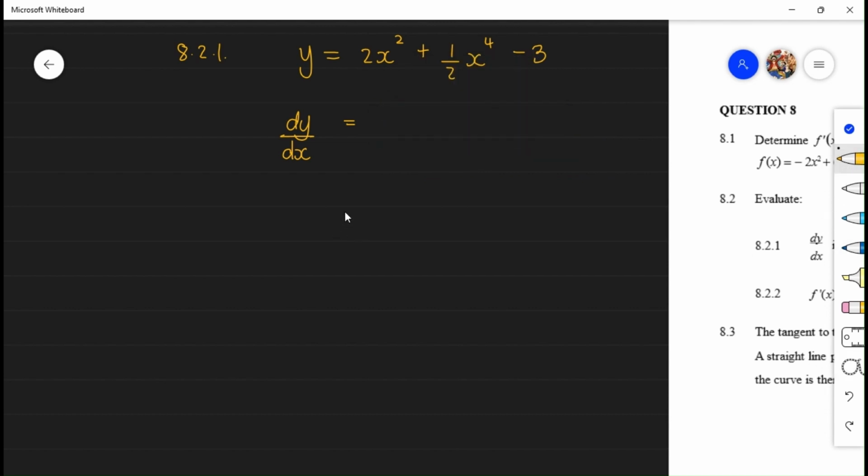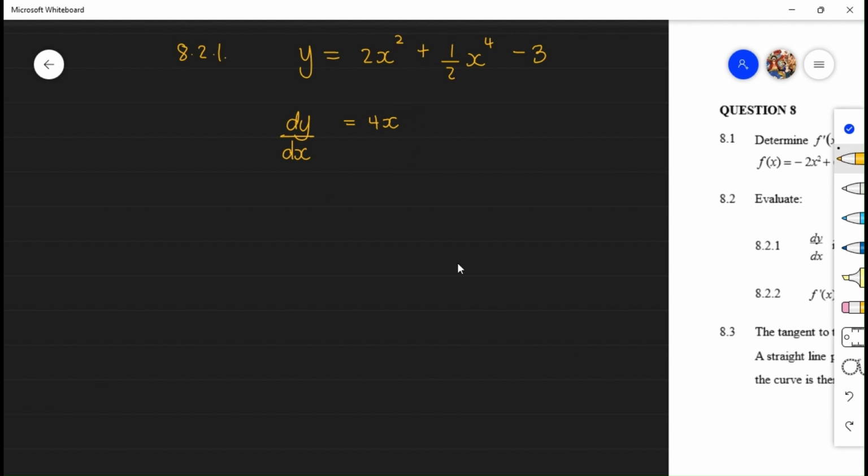So let us proceed. Now, just as previously discussed, we are deriving equation y with respect to x. So we are going to multiply the exponent, which is 2, times the coefficient, which is also 2. So 2 times 2 gives us a value of 4. Next, we bring down the variable and we then subtract 1 from the exponent. So 2 minus 1 gives us a value of 1.